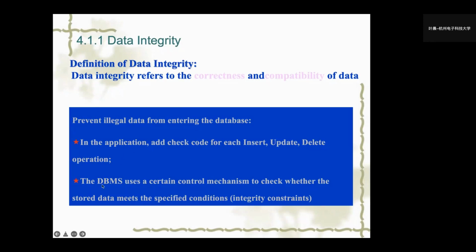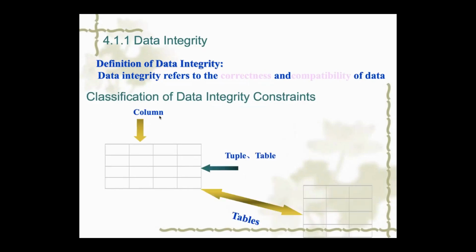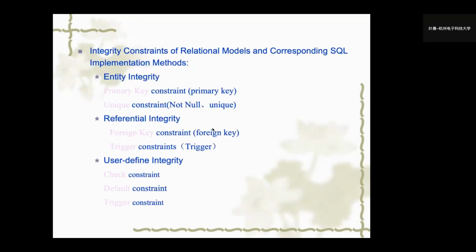And the second one is the database management system. They will use a certain control mechanism to check whether the stored data meets the specified conditions, and these conditions we call integrity constraints. And we have the classification of data integrity constraints. It's about the column, it's about the tuple and the table, it's also about the constraints among multiple tables.